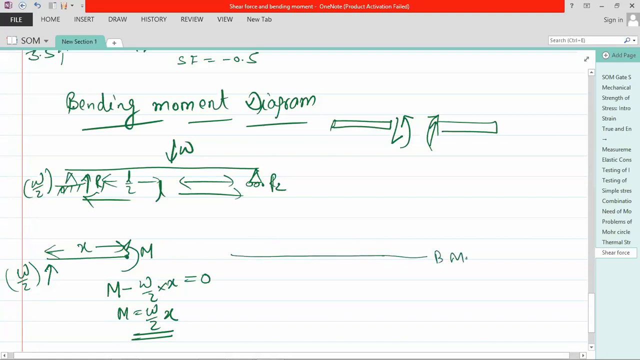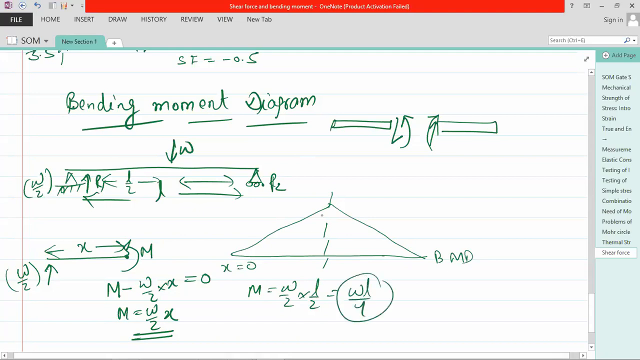Okay. Now draw it on the bending moment diagram. At x equal to 0, the bending moment is 0, but it will go on linearly increasing and then decreasing. Why decreasing? Let me show that to you. Now at x equal to L by 2, what is the moment? W by 2 into L by 2, that is equal to WL by 4. This is at the center. That is WL by 4.